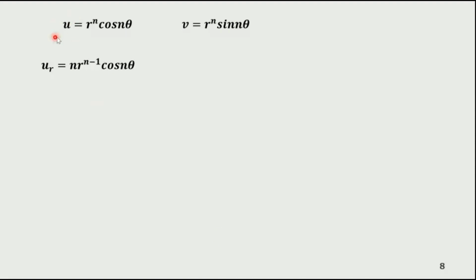When we differentiate U with respect to R partially, theta will remain as a constant. So the derivative of R raised to N will be N R raised to N minus 1 into cos N theta. Okay? Similarly, when we differentiate U with respect to theta, R will remain as a constant. The derivative of cos N theta is minus N sin N theta. So UR is N R raised to N minus 1 cos N theta and U theta is equal to minus N R raised to N sin N theta.